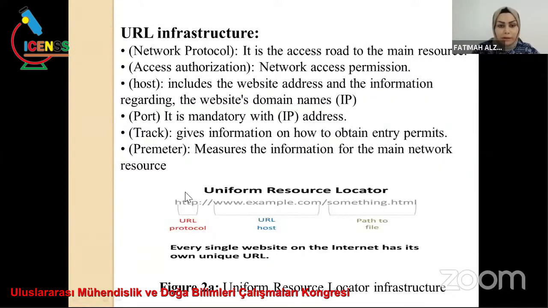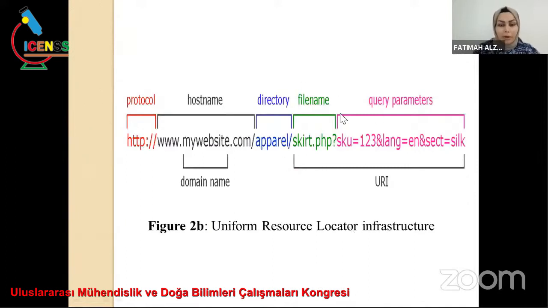The important notice: every single website on the internet has its own unique URL. If we look at this figure, we find the URL protocol, which is represented by HTTP, www.example.com is the main URL host, and something.html is the path defined. This is another shape of URL.